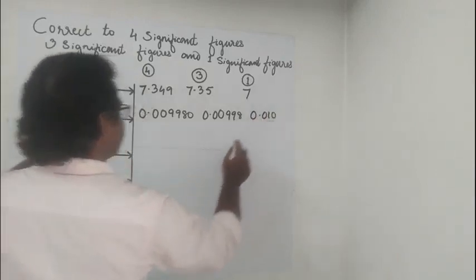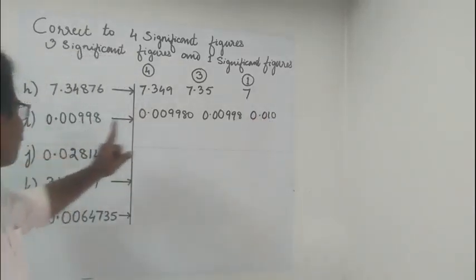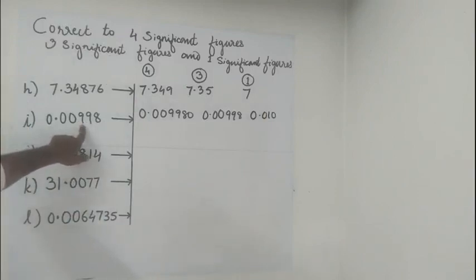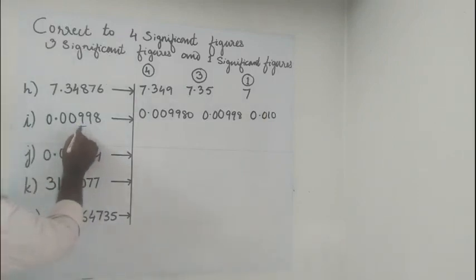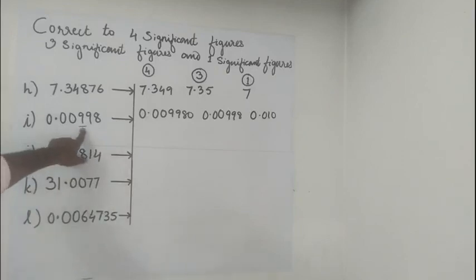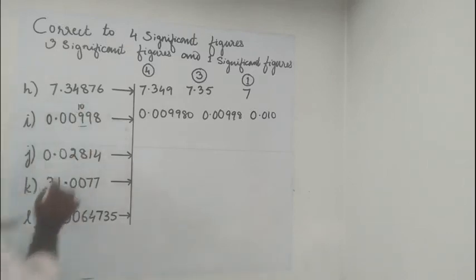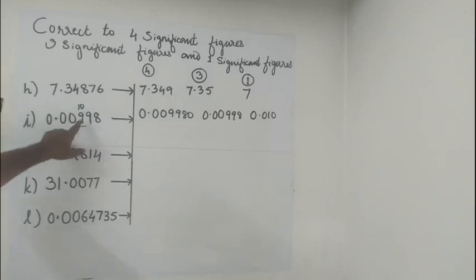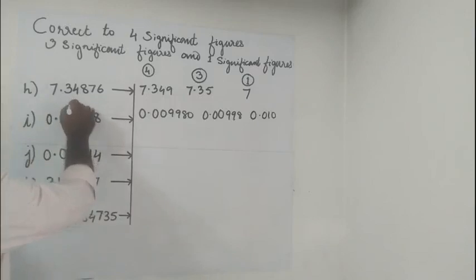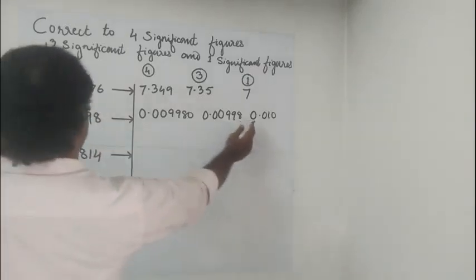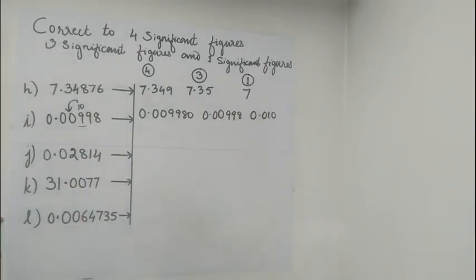0.010. See, once more. 1 significant figure, so we have to focus on 1 significant figure, that is 9. But after 9, this digit is 9, greater than 5. So we have to add 1 to this number. If we add 1, it becomes 10, isn't it? So this 0 will be here and 1 goes to this side. Okay, so 0.010. Got it?